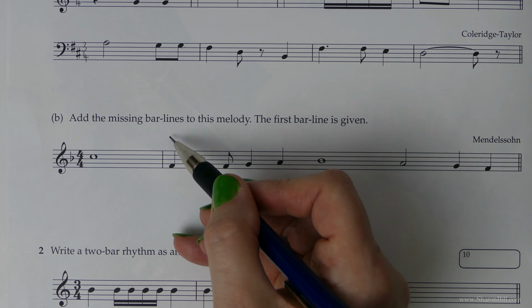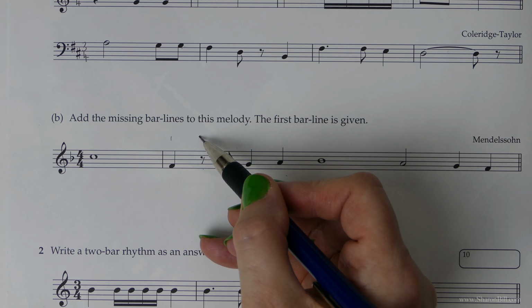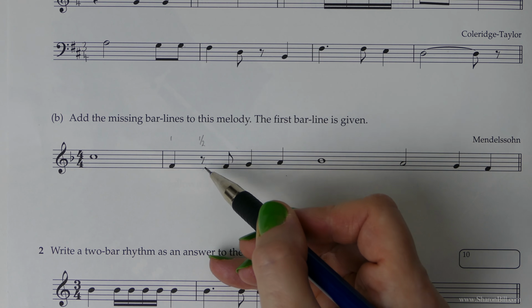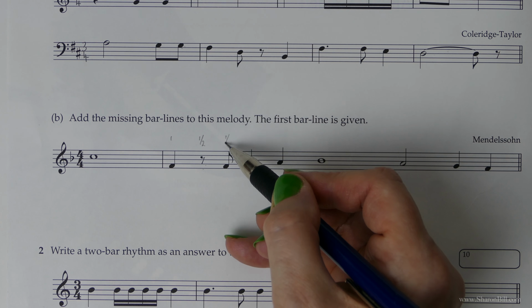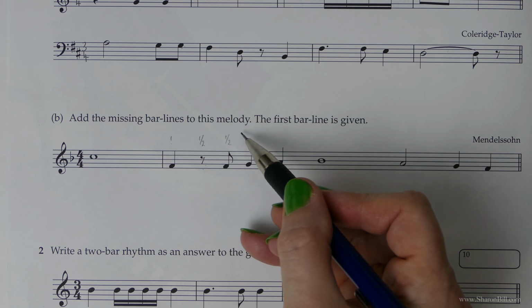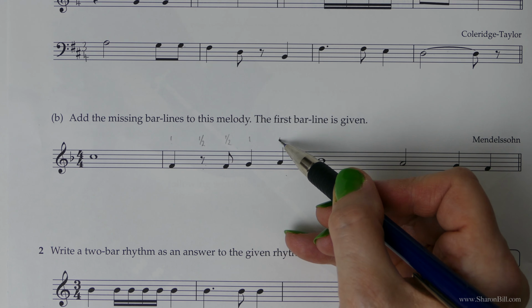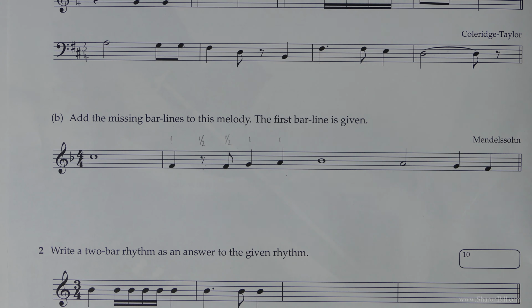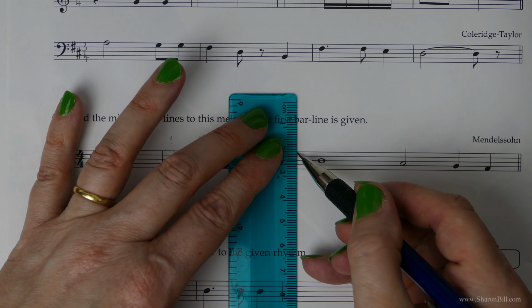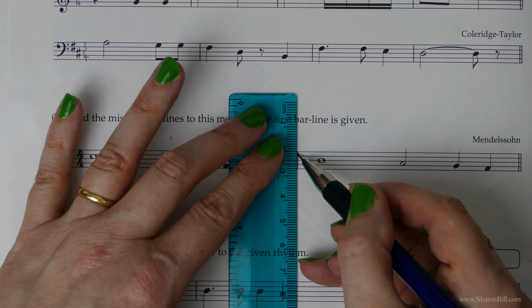So we've got a 1 beat. That's half a beat rest. Don't forget to include rests in your maths. That's half a beat of note. So we've got 1, 2, there's a beat, that makes 3. There's a beat, that makes 4. So with your ruler, there's your first bar line.